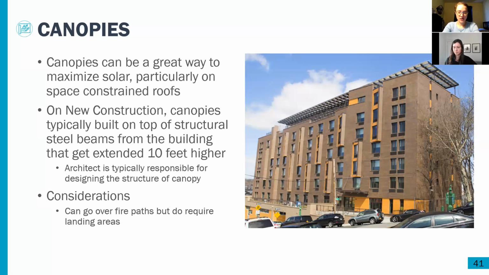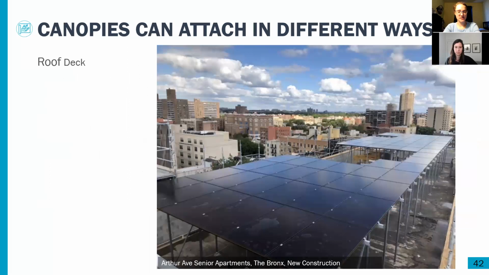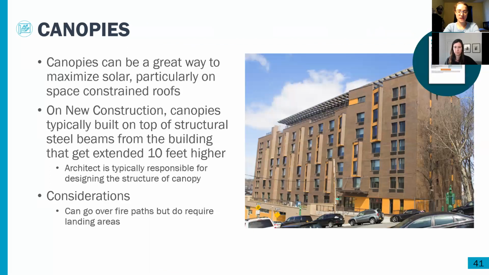And like I said before, canopies can leave space for firepaths, so you can have solar over the required firepaths, but they do require those landing areas on the edges of the buildings, so they can't cover absolutely everything. And you can always note that canopies are preferred in the solar feasibility analysis.